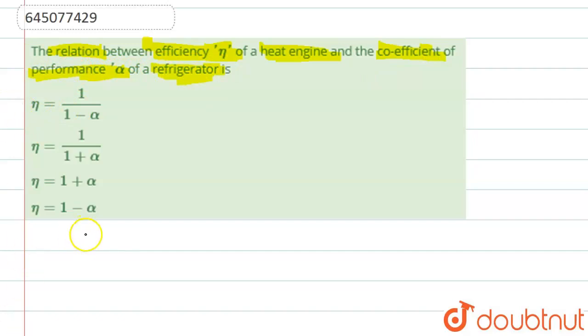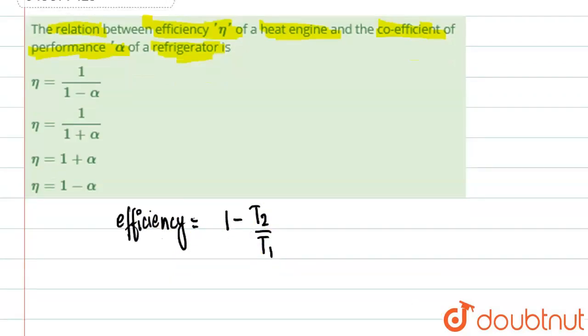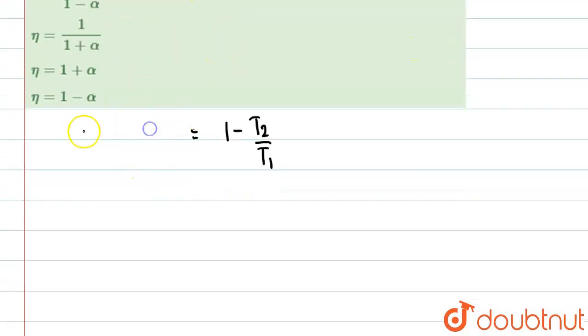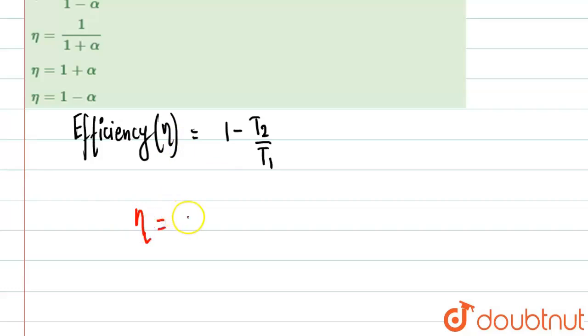Okay. So firstly, we'll write down the formula for efficiency. Efficiency is given by 1 minus T2 by T1. Efficiency is basically defined as neta. So let's write properly. Efficiency neta is given as this. So neta will be equal to 1 minus T2 by T1, that is, T1 minus T2 divided by T1.